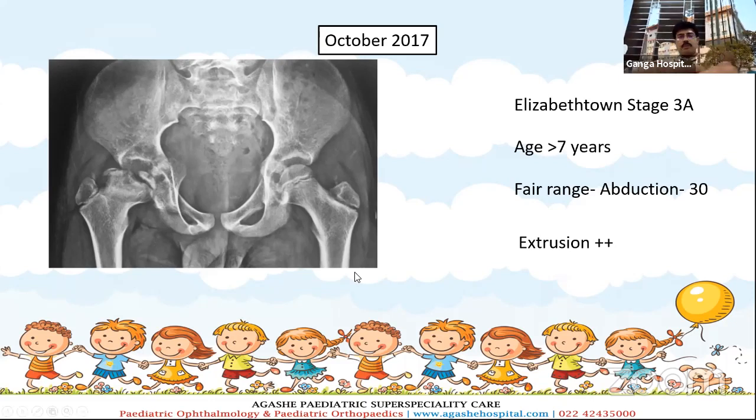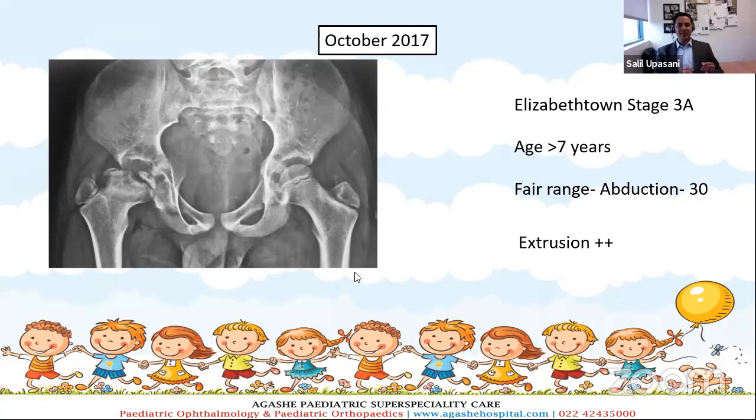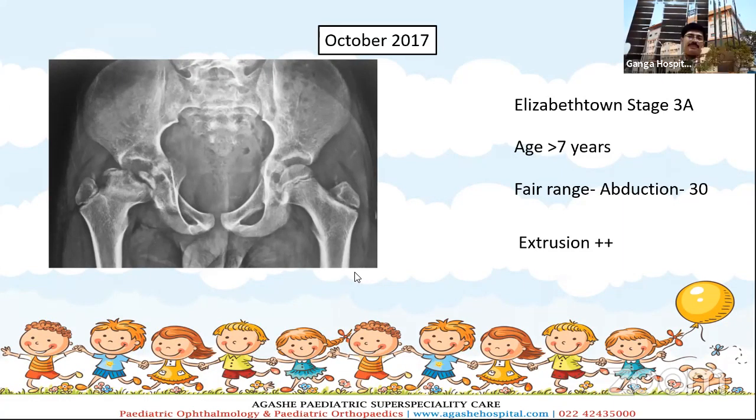Salil, would you do a triple on this? No, I don't, because I think containment is gone. He's in late stages. Yeah. So he's on that third remedial phase. Right. So I think just valgus osteochondroplasty. Okay. All right. So, Venkat, what will you do?